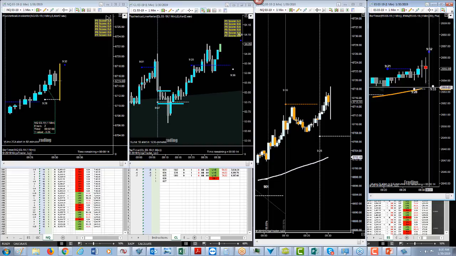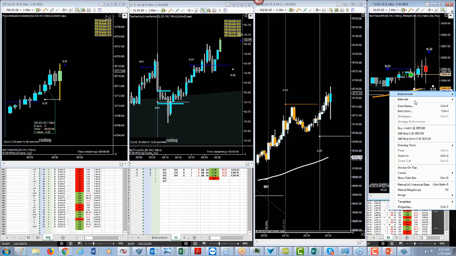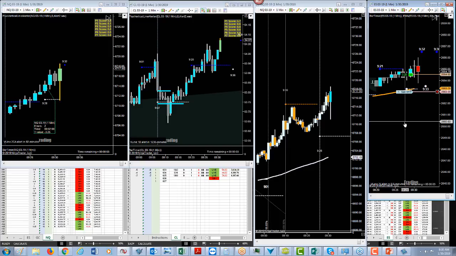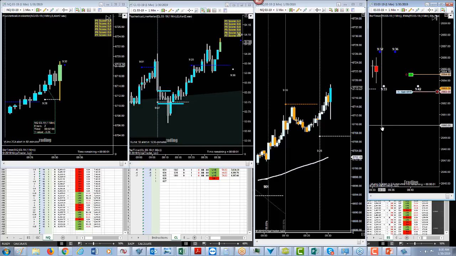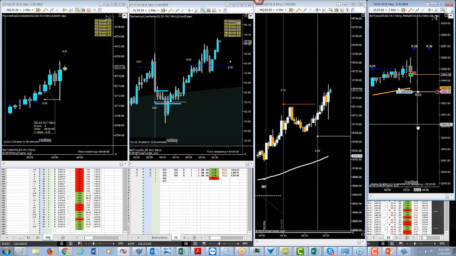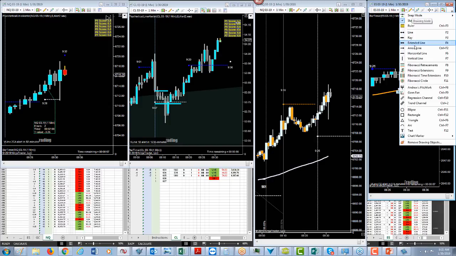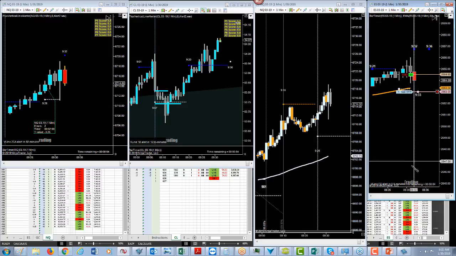Over on the ES, we have a long entry right here from our 9.28 signal. Stop goes below. We're going to hold it until 9.32. There's a period of chop right here. We have 53 seconds to survive.